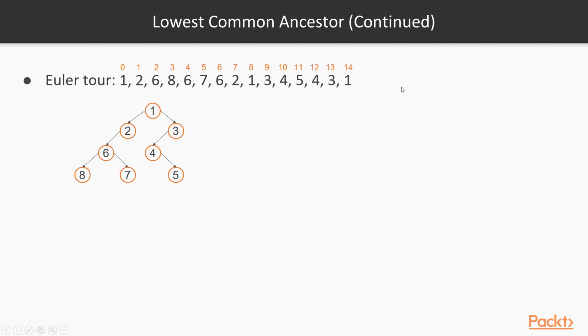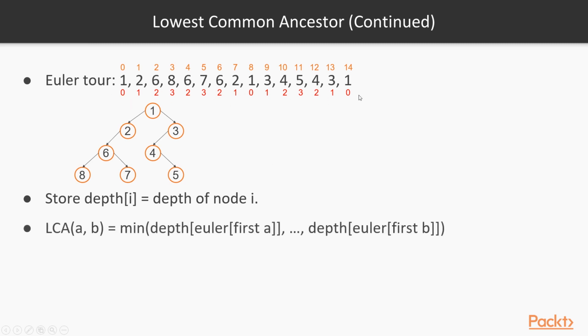So if we have the Euler tour computed, let's also compute depth. Depth of i is the depth of node i. We have written the depths here for each node. Then, the LCA of A and B is simply the minimum out of this expression. So first of all, we find the first occurrence of A in the Euler tour and the first occurrence of B in the Euler tour. Then we take the minimum out of the depths of the Euler values between those two positions. So you can see that we have reduced the problem to a range minimum query.